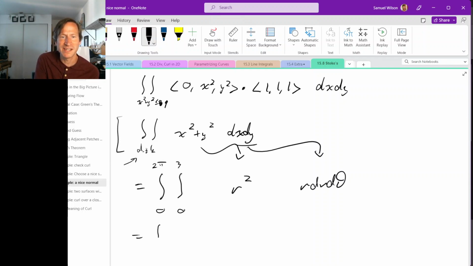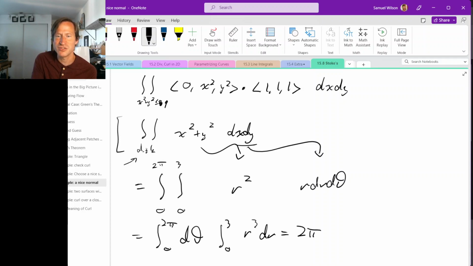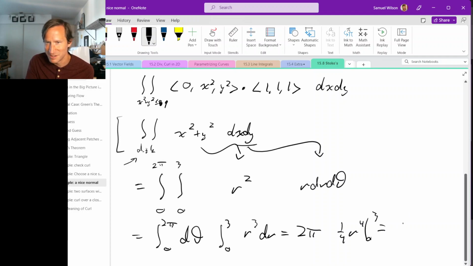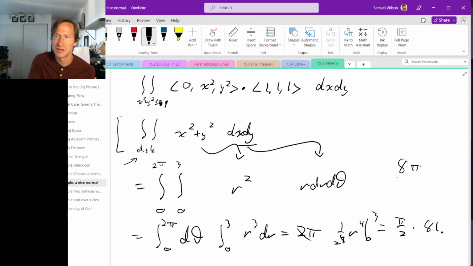So what we're integrating is, let's see, our theta integral we can separate. It's the integral from 0 to 2 pi of d theta, and then our r integral is from 0 to 3 of r cubed dr. So the theta integral spits out 2 pi, and then the r integral spits out 1 over 4 r to the 4th from 0 to 3. So that's going to be, we can simplify a factor of 2 here, pi over 2 times 3 to the 4th, which is 81. So 81 pi over 2.